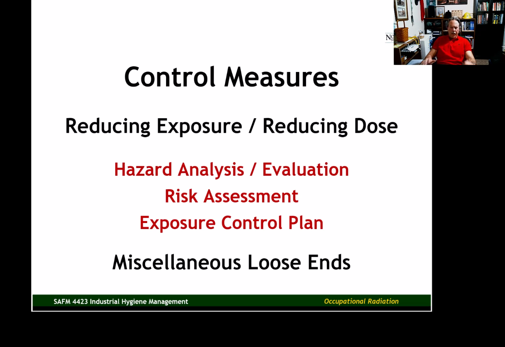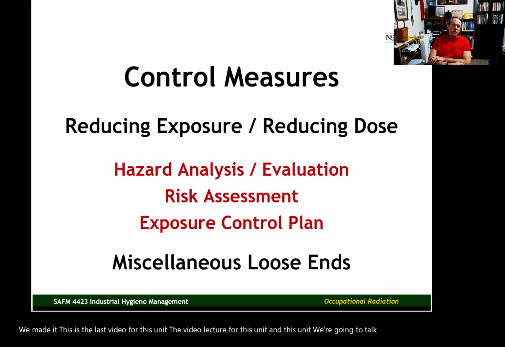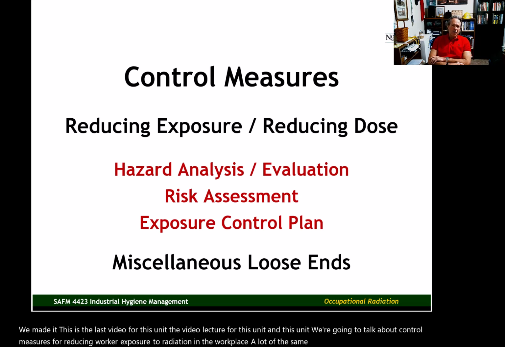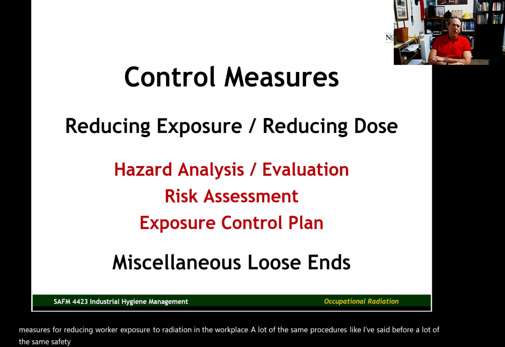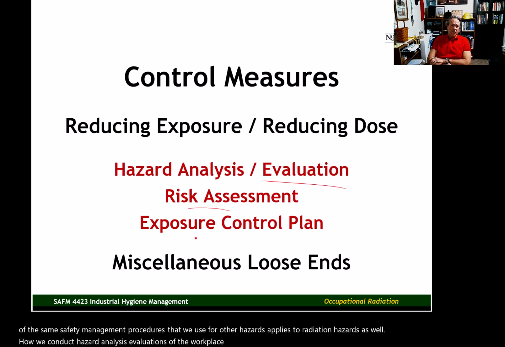Made it. This is the last video lecture for this unit. In this unit, we're going to talk about control measures for reducing worker exposure to radiation in the workplace. A lot of the same safety management procedures that we use for other hazards apply to radiation hazards as well. We conduct hazard analyses, evaluations of the workplace hazards, we conduct risk assessments, we develop exposure control plans.